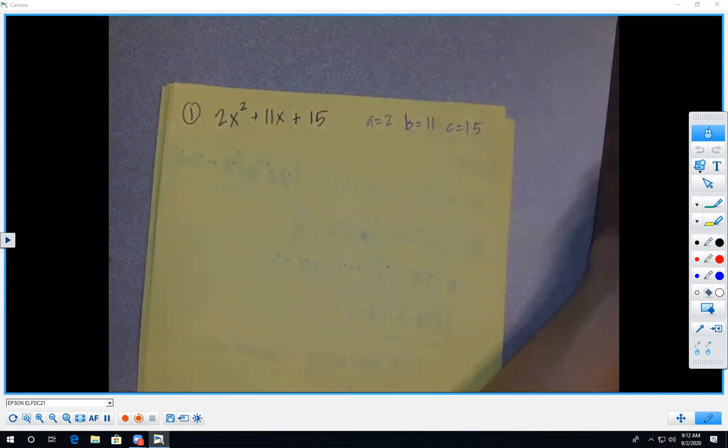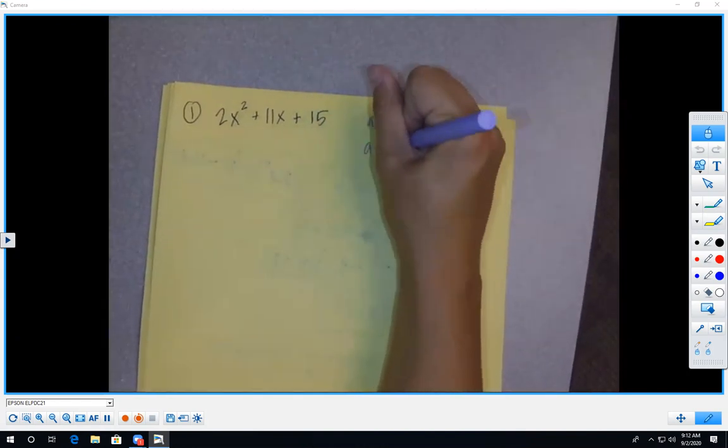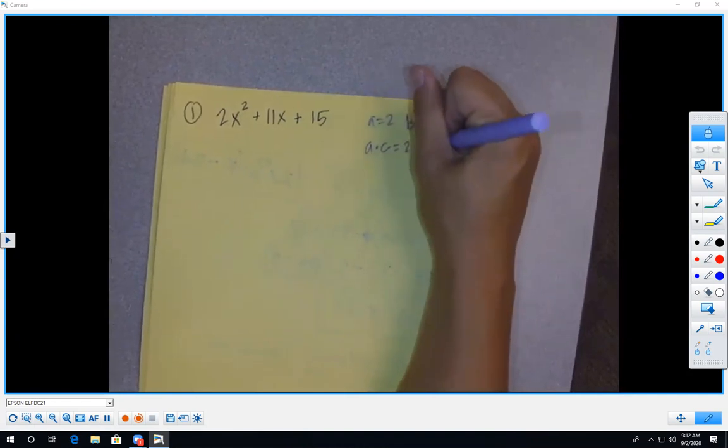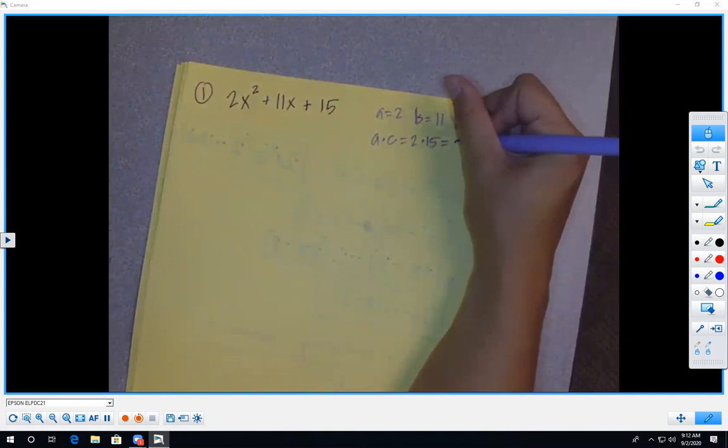For the AC method, the first thing I do is multiply A times C. So I do A times C, which is 2 times 15. And what is 2 times 15? 30.